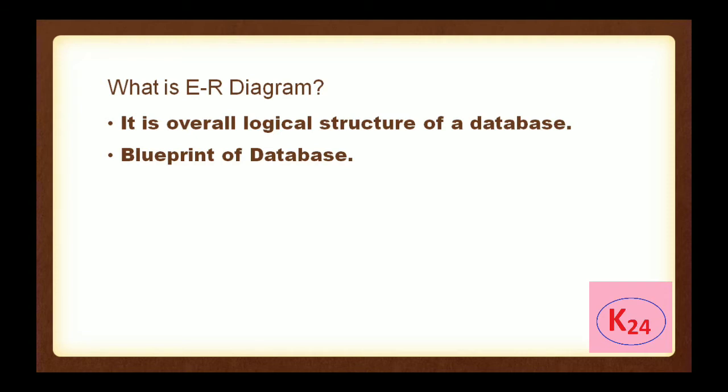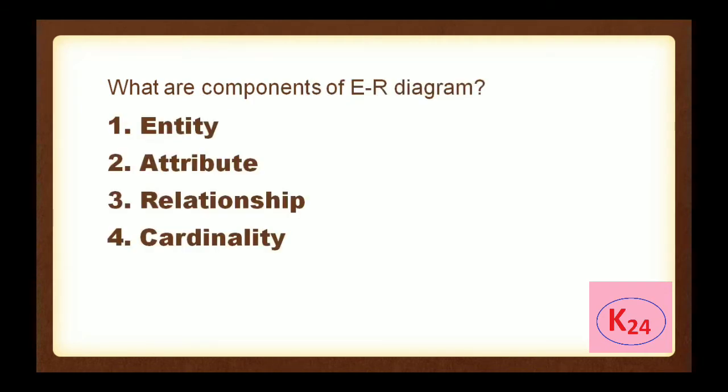Now the next question is, what are the main components of ER diagram? And the answer is, we have mainly four components in ER diagram: entity, attribute, relationship and cardinality. Let's see the definition of each component. So the first one is, what is entity?